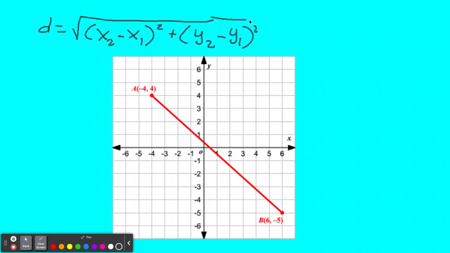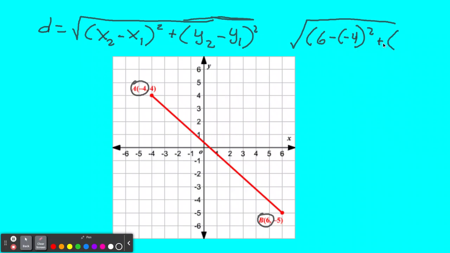And I'll give an example. All right, so again, we have our x's, right? We have a -4 and we have our 6. So let's do it over here. Put the square root, and we'll say 6 minus -4. Be careful on that, and then we'll square it. And then we're going to add it to the y's. So why don't we do -5 minus 4, and we'll square it. Then get the square root.